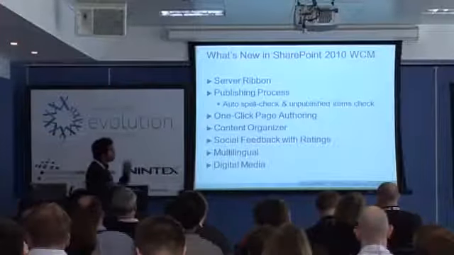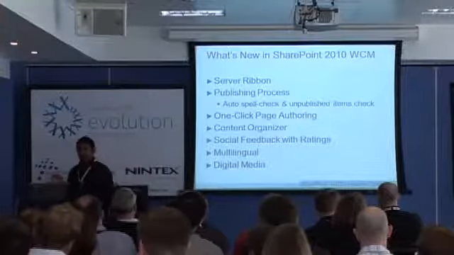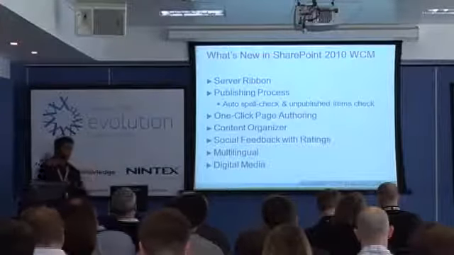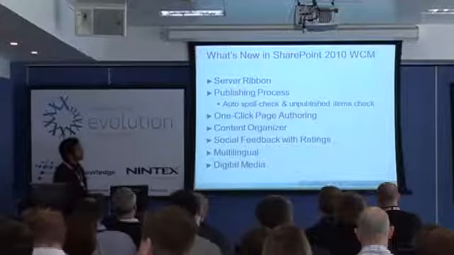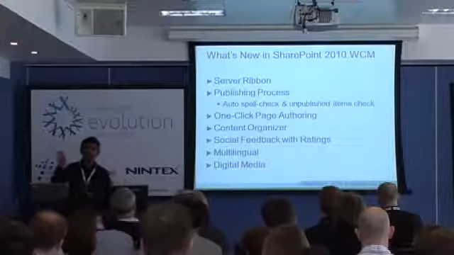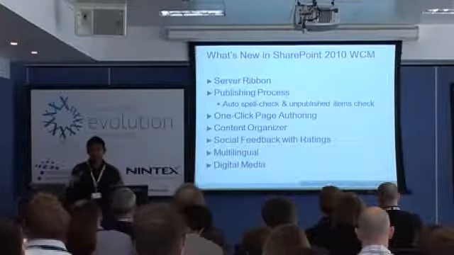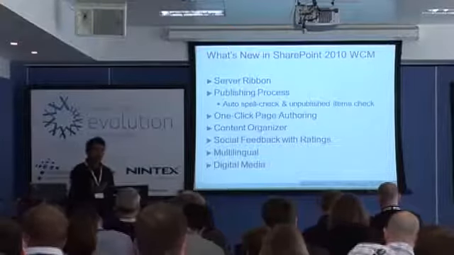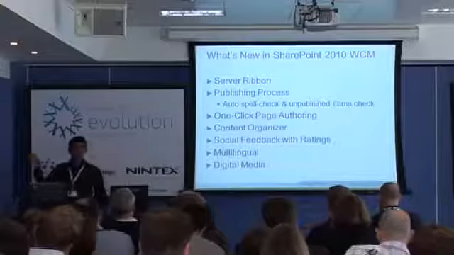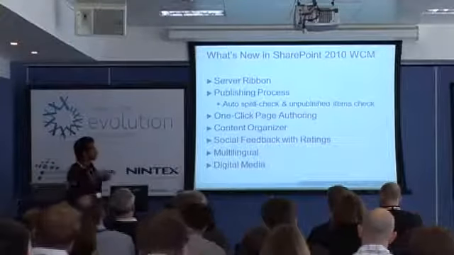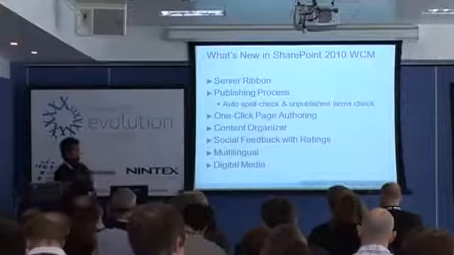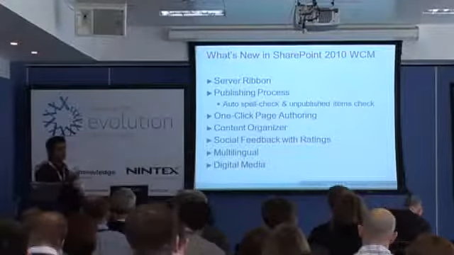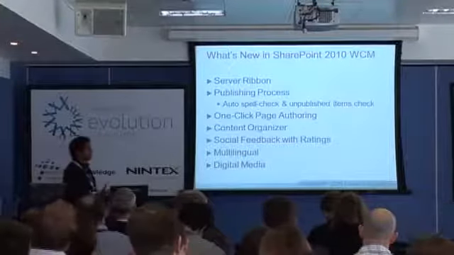So we talked a whole lot about 2007 stuff. In 2010, a lot of the things that you saw are actually more improved in terms of content authoring. So you have the server ribbon. If you go to some of the other sessions, you'll see how the interface is now much more like Microsoft Word 2007, with the ribbon interface coming into play for SharePoint. And in the publishing process, you have auto spell check and ways to check unpublished items. There were areas in SharePoint 2007 where you couldn't do some of these things. And then also one-click page authoring.